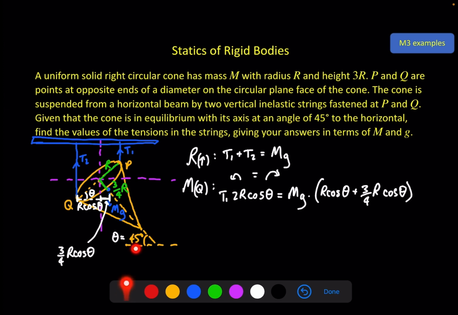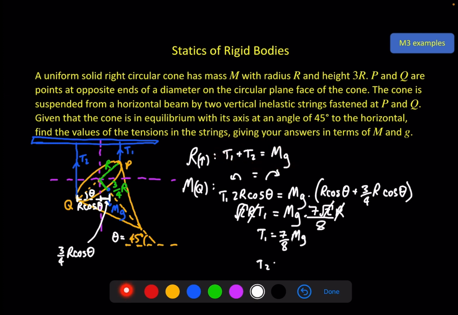With theta as 45, cosine theta is root 2 over 2. So on the left we get root 2 r T1, and on the right, if I put some of that on my calculator, 7 root 2 over 8 r, where both the root 2 and the r cancel to give T1 is equal to 7/8 mg. Going back to what we said about resolving vertically, then T2 must equal 1/8 mg. And there are our two answers.